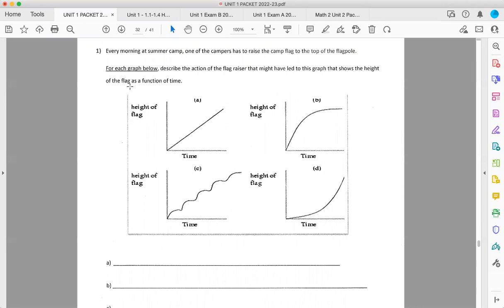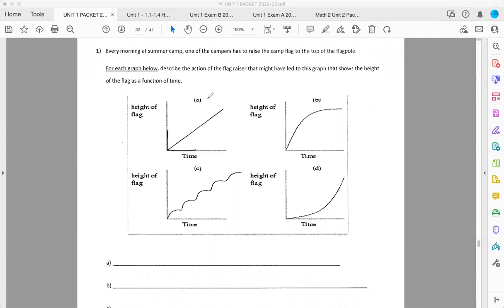For each graph below, describe the action of the flag raiser that might have led to this graph that shows the height of the flag as a function of time. So the way I would recommend that you approach this question and these graphs is by thinking about what's going on. Ask yourself what's happening as time goes by.